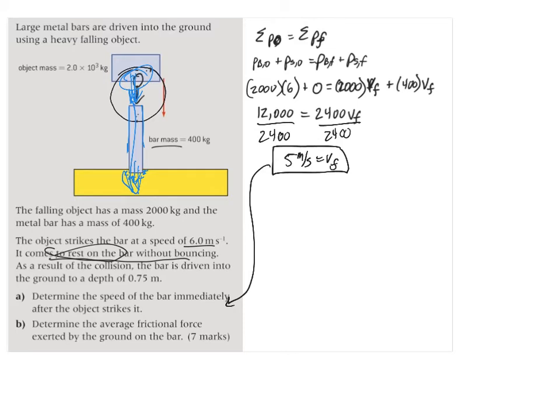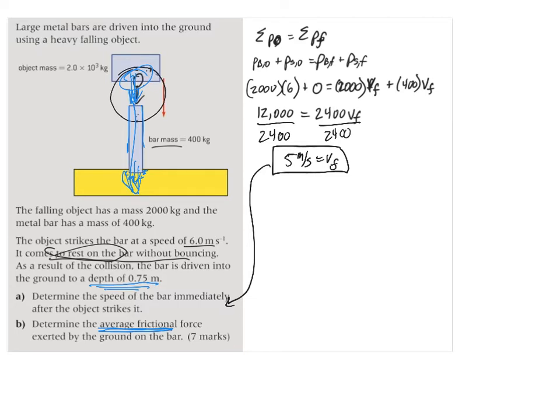So what we're going to do is we're going to assume an average frictional force. Now, they did give us another piece of information here, right? It said, as a result of the collision, the bar is driven into the ground to a depth of 0.75 meters. Now, there's actually two ways to go about this, okay, you can look at it from two different perspectives. One is we can look at the perspective of energy, right?